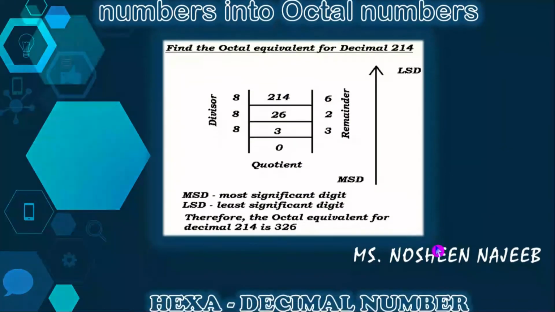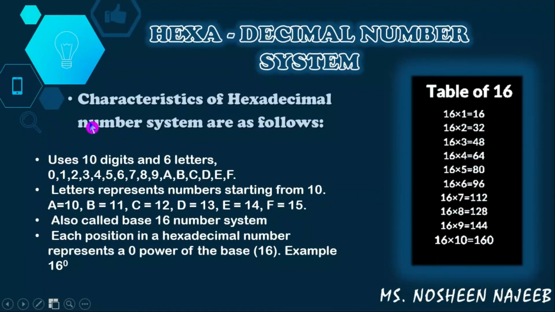Moving to the next one, the hexadecimal number system. Characteristics of the hexadecimal number system are as follows. It uses 10 digits and 6 letters. How? From 0 till 9 as digits, and A, B, C, D, E, F, the 6 letters in it. Letters represent numbers starting from 10: A as 10, B as 11, C as 12, D as 13, E as 14, F as 15.